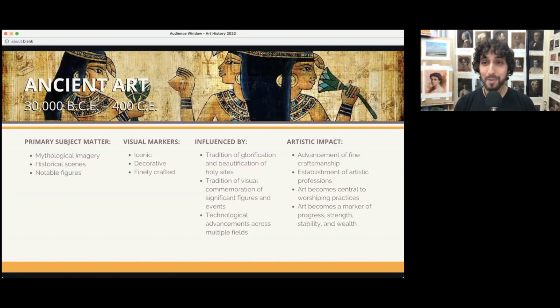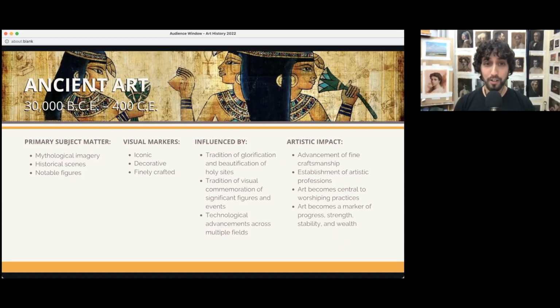But some common themes do exist, right? So, the primary subject is pretty much similar across all these cultures. We're talking mythological imagery, historical scenes, and notable figures. Hey, that guy's important. What do we call him? Here we call him Pharaoh. In another context, we call him something else. They're important. These people usually do get depicted in ancient art in the various areas.